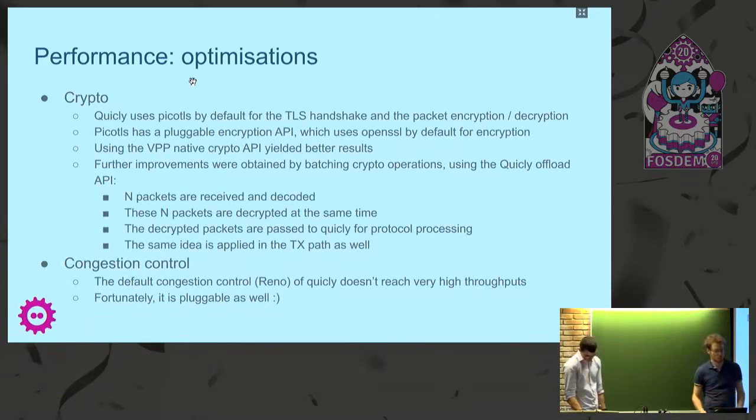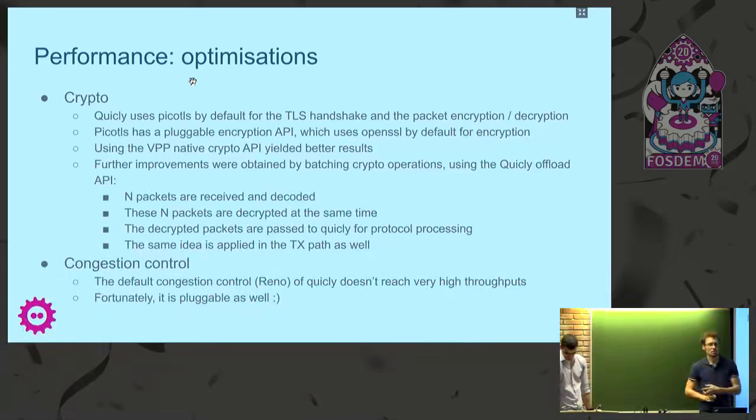That proved to be working a bit. So basically what we do is, instead of receiving one packet, decrypting it, and forwarding it, we stack n packets, decrypt them at the same time, and then pass them to the protocol processing linearly. So basically the same idea as VPP is doing. The V in VPP stands for vector, vector packet processing, and we basically build vectors inside of this session layer. And we apply the same idea to the TX path. And that proved also to improve performance.